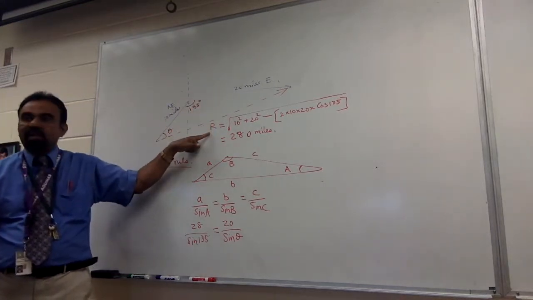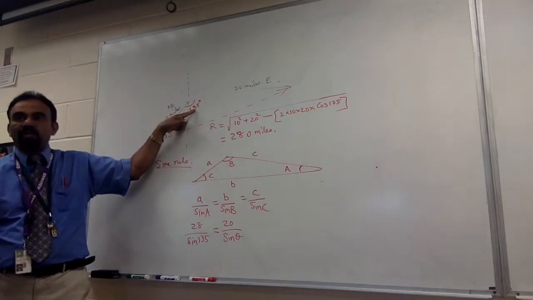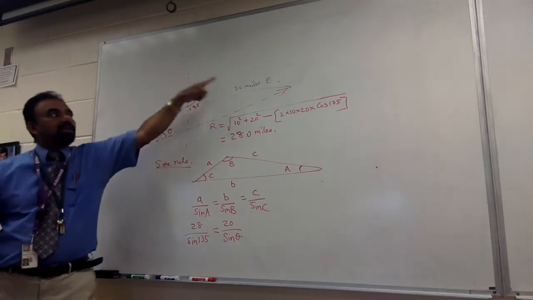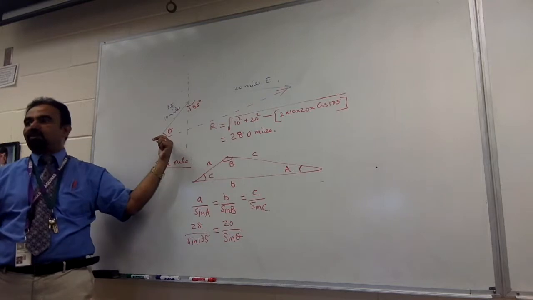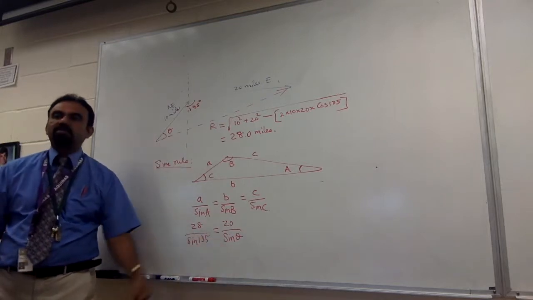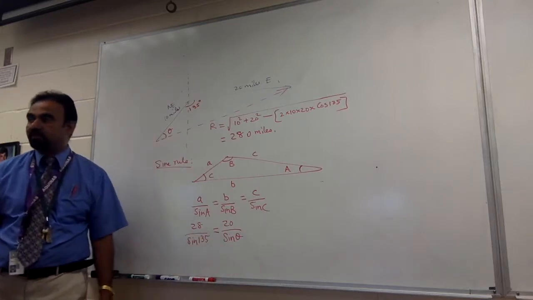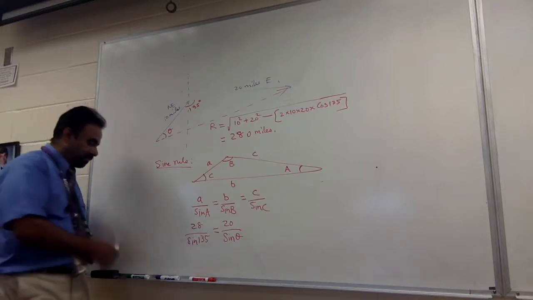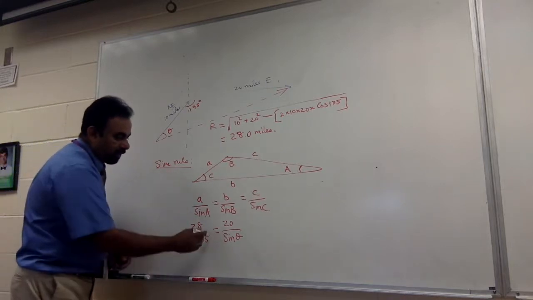A known side divided by sine of the known angle. Another known side, and the angle is not known. Now we need to solve for this theta. So what do you do from here? You cross multiply.